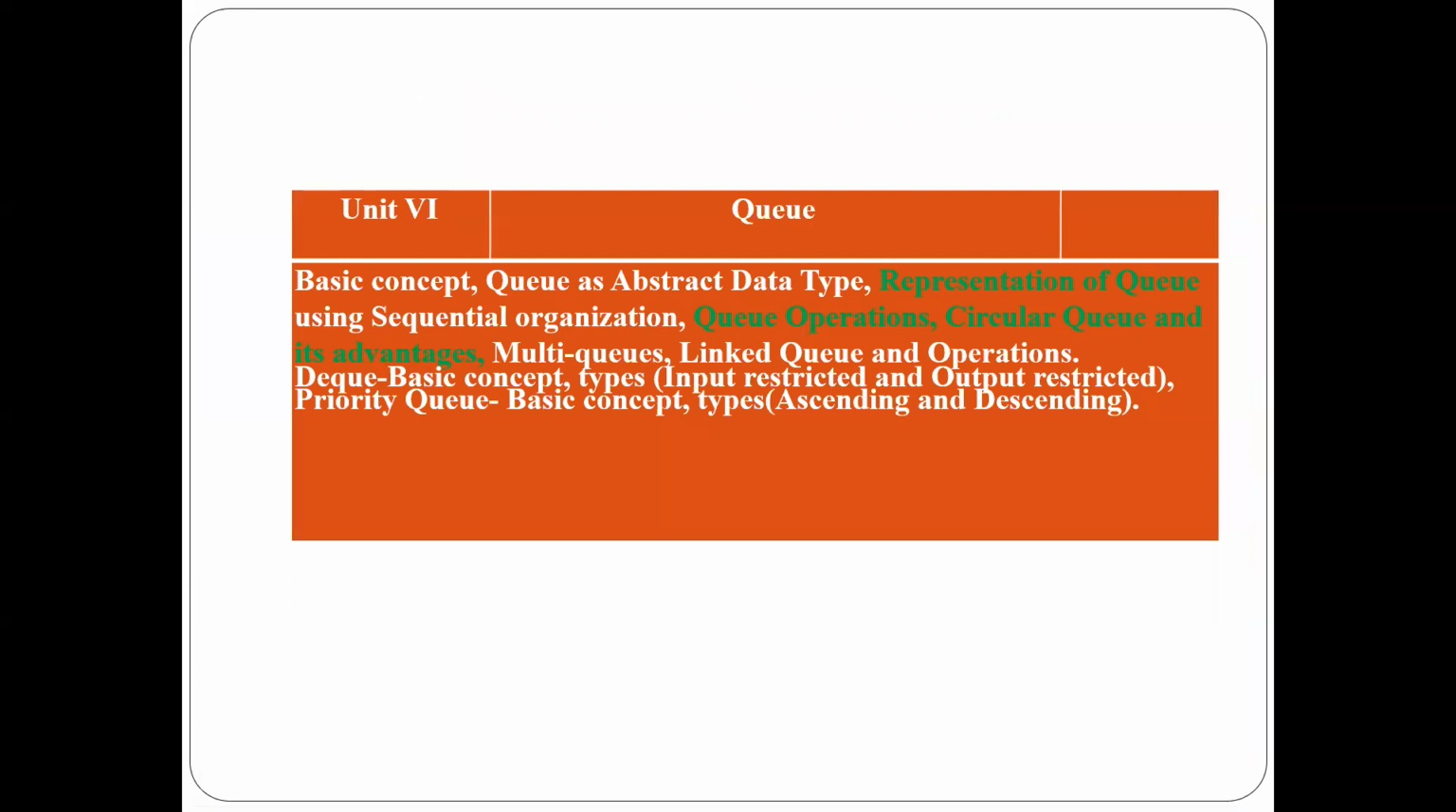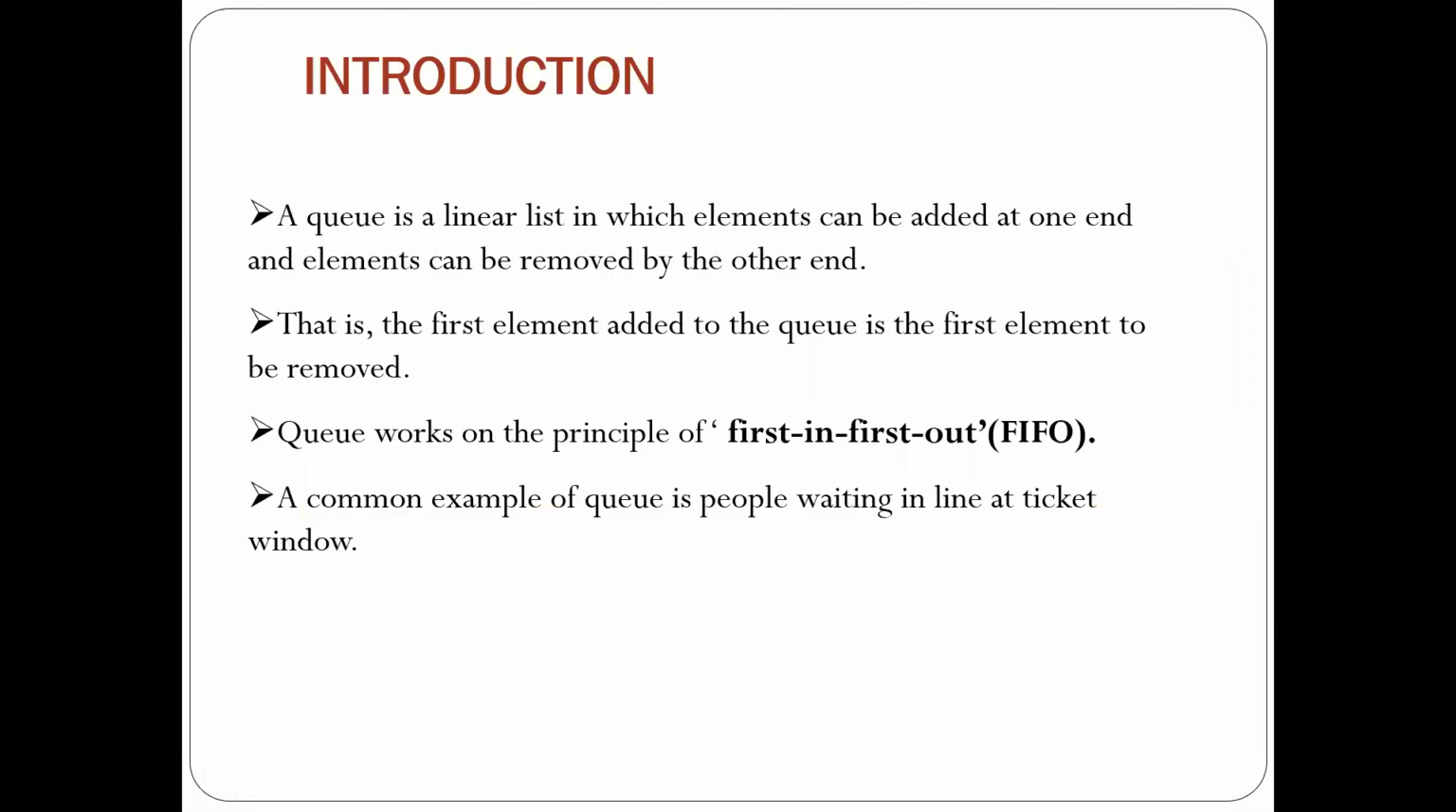Now the last unit is related to the queue. Again, in the queue, you must know the basic concept of the queue, the difference between the stack and the queue, different types of queue, and operations on the queue. Now we'll see in short. A queue is nothing but what? The first in, first out property. A common example of a queue is people waiting in line at the ticket window. This is the standard example for the queue.